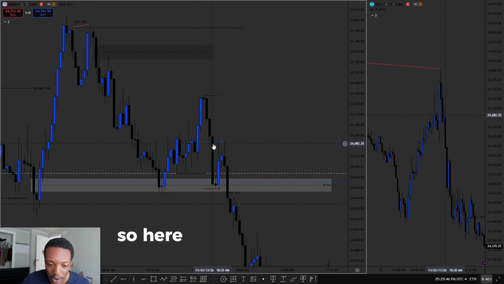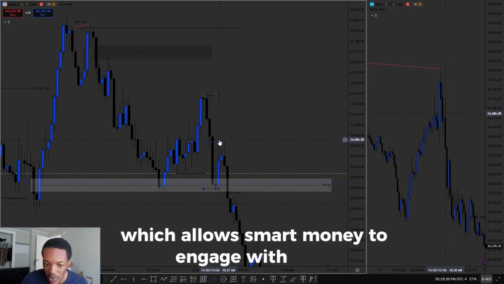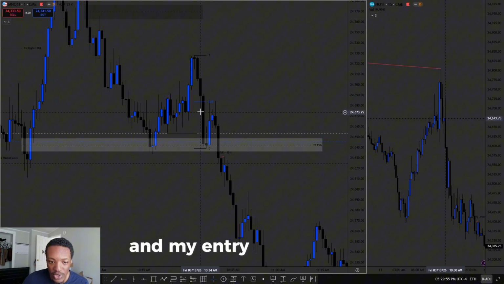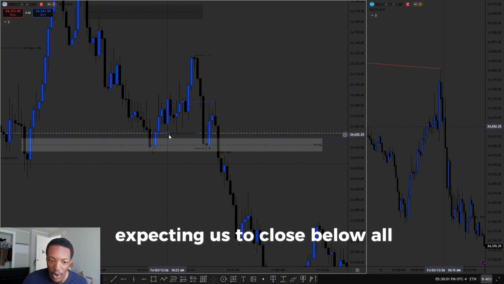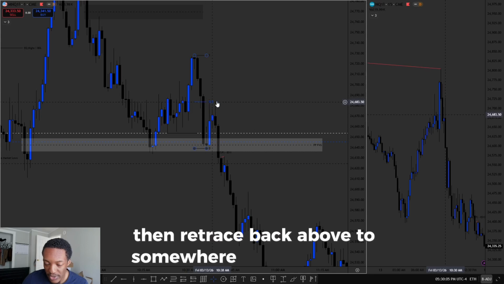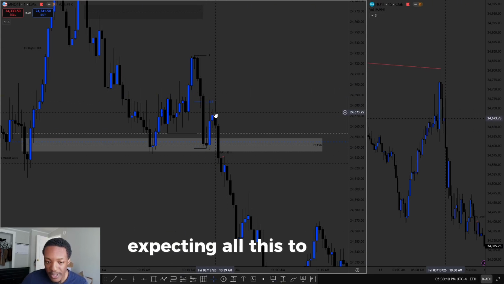So here we retrace back to the equilibrium, which allows smart money to engage with price. And then what do we get? Another expansion lower. And my entry was from here. I front ran this trade expecting us to close below all these failure swings, get a market structure shift, then retrace back above to somewhere in the premium and then continue lower. So I just front ran this trade expecting all this to play out.